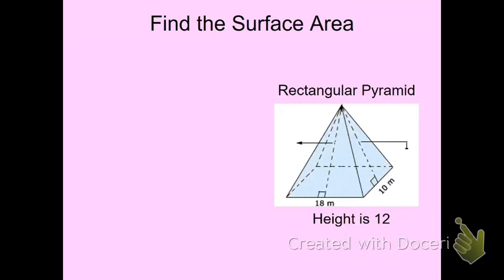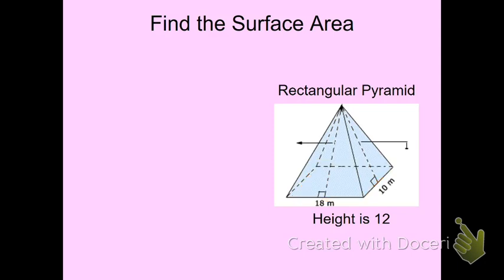Okay, let's now try to find the surface area of a rectangular pyramid. It helps to draw the net, and the net is the 2D representation of all the faces and the bases that make up this pyramid. So we'll start off with the easy one down here.